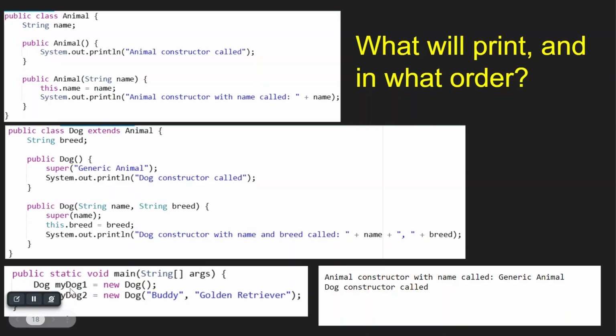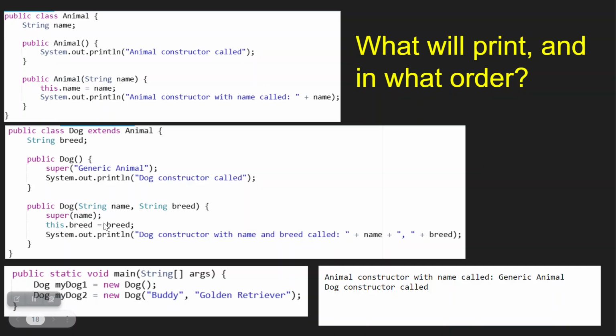And so now we got to dog, my dog 2 equals new dog with buddy and golden retriever. So that's going to call the dog class's fully parameterized constructor, name and breed. And the first thing it does is it calls the superclass's parameterized constructor with name. This time name is buddy. So buddy gets passed in, and then buddy becomes the value of our instance variable. And then we're going to get animal constructor with name called, and this time we're expecting to see buddy. So that takes us back to here, and this is now done.